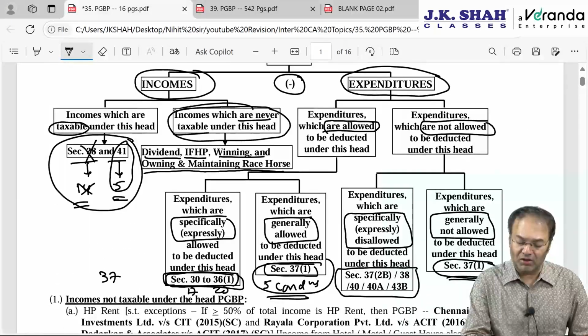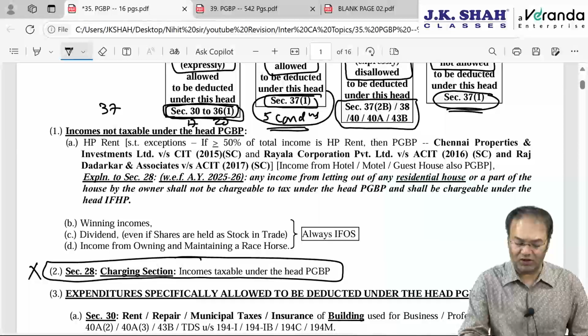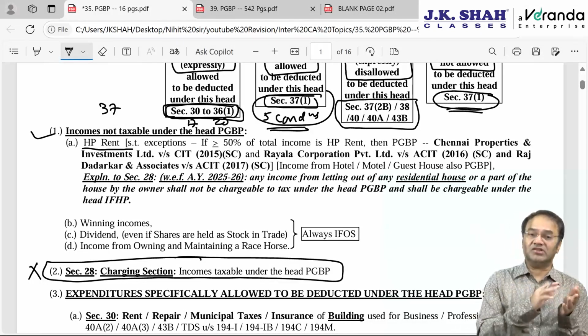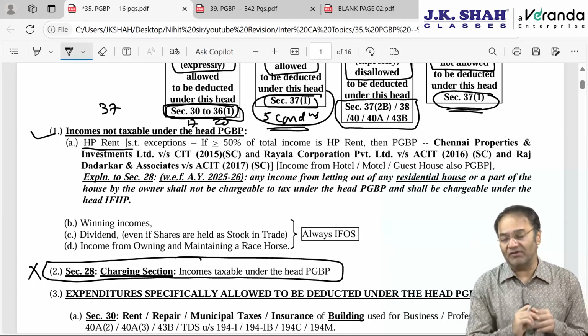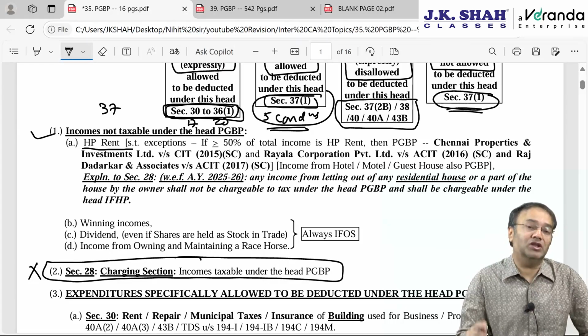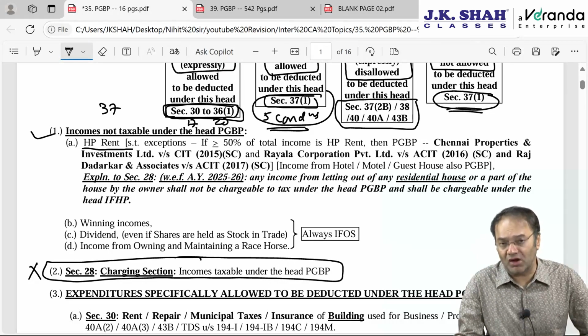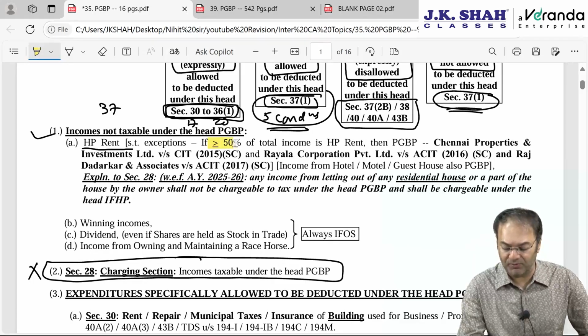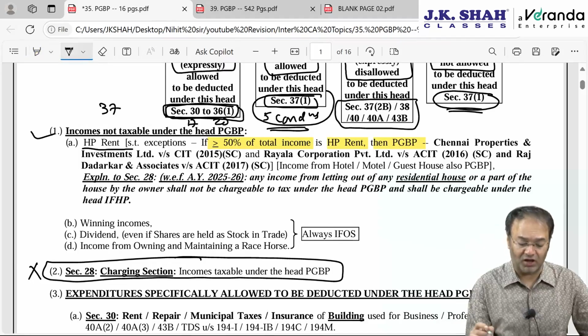Then the second part, incomes which are not taxable under this head, 4 incomes. Which 4 incomes? Number 1, HP rent, house property rent. Now, house property rent is ideally always taxable under the head income from house property. However, there is one exception, based on a Supreme Court decision. The Supreme Court stated that if 50% or more than 50% of the total income of the assessee comprises house property rental income, then house property rent can be offered to tax under the head PGBP.